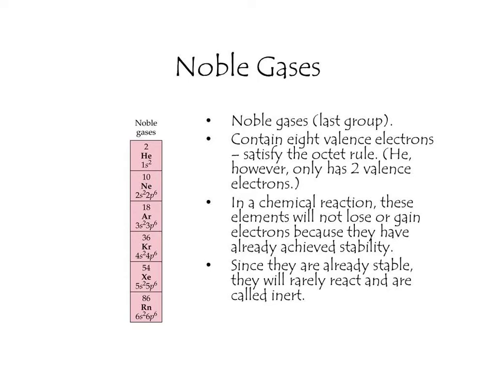And the final family are the noble gases. It is the last group. If you notice, they all have 8 valence electrons except for helium, which has 2 valence electrons. In chemical reactions, these will neither gain nor lose electrons because they are already happy with the octet rule. And so they typically do not react. This means that they are inert. They do not have chemical reactions.